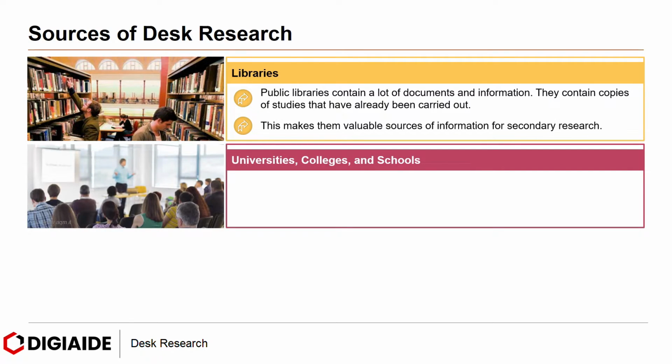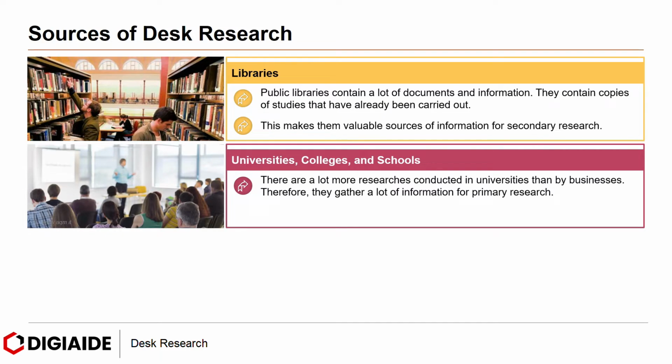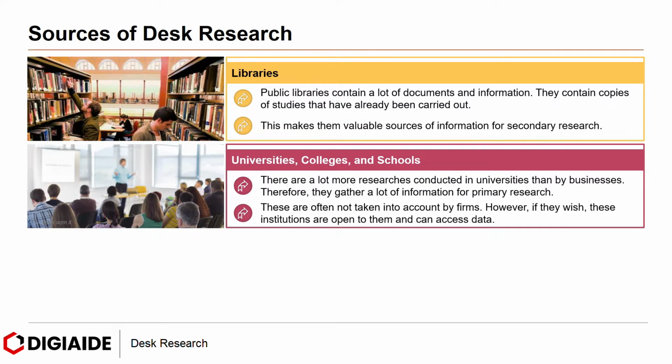Next, universities, colleges, and schools. There are a lot more researches conducted in universities than by businesses. Therefore, they gather a lot of information for primary research. These are often not taken into account by firms. However, if they wish, these institutions are open to them and can access data.